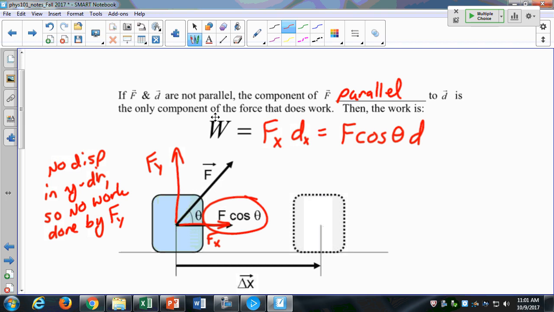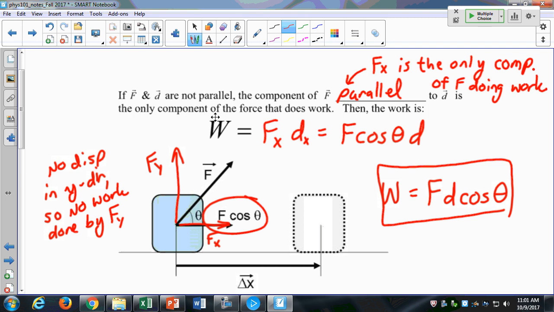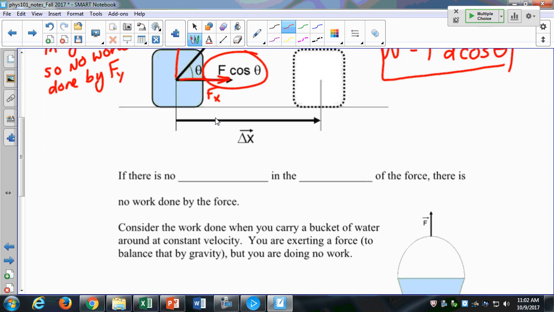So this gives us a more general expression for work, and we usually write it like this. Work is equal to Fd cosine theta, where, in this case, Fx is the only component of the force that does work. Okay? You with me so far? Alright. If there's no displacement in the direction of the force, there is no work done by the force.